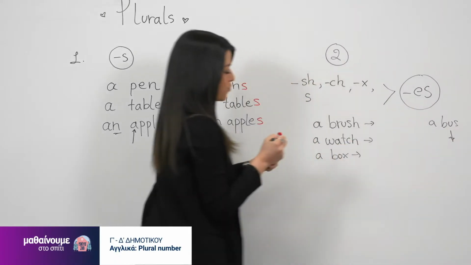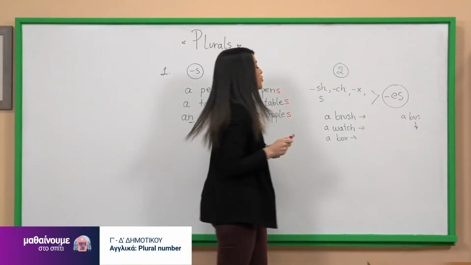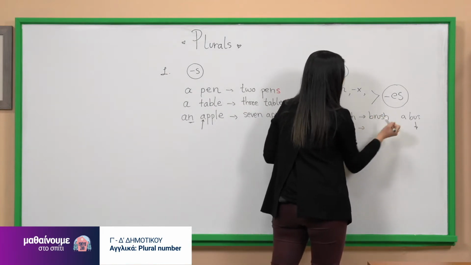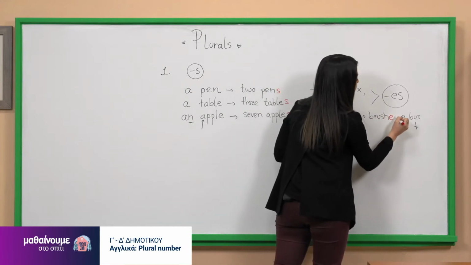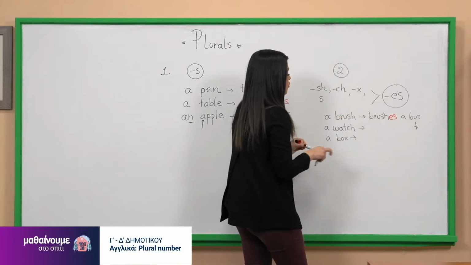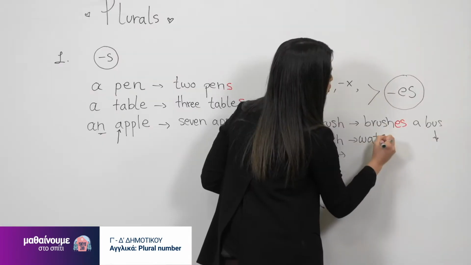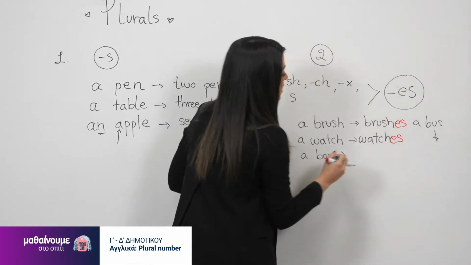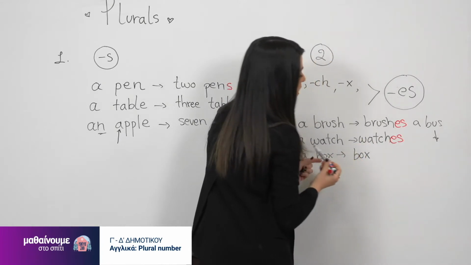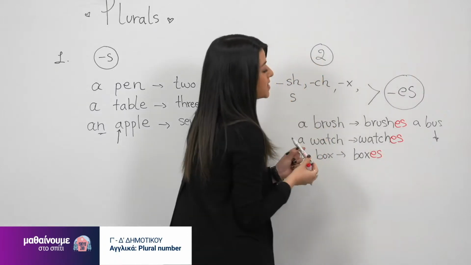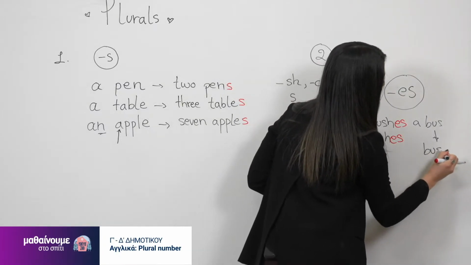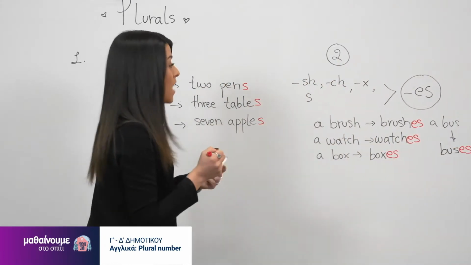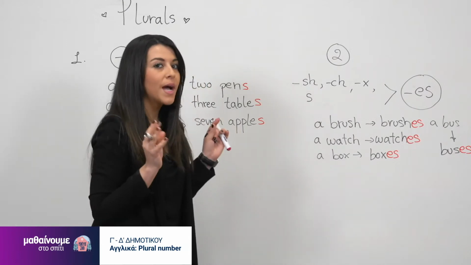Let's do it over here, so that everything fits. So what do we do? A brush, 2 brushes. Okay? A watch, 2 watches. Again, we put ES. A box, 2, 3, 4 boxes. And a bus, 7 buses. Okay? Here we also have nouns that end in O, but these have some exceptions.